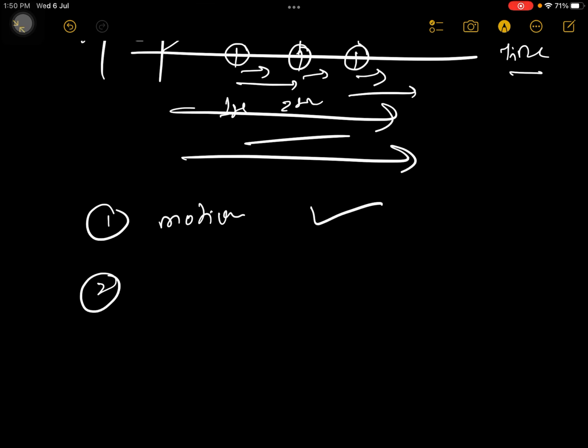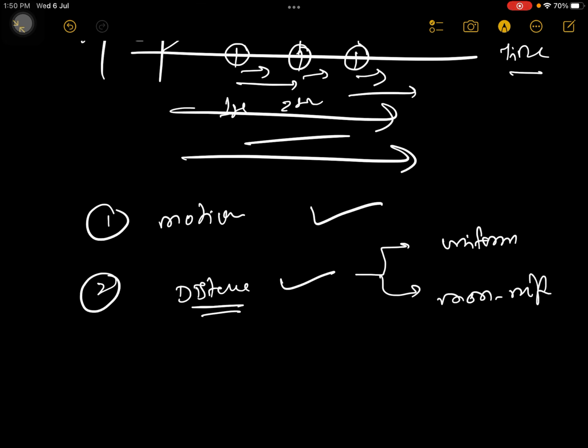Now second answer, if motion is there, then of course distance will change. So distance is changing. Now there are two ways to check. If distance is changing, then definitely motion is there. Yes, of course motion is there. Then what kind of motion do you have? You have uniform motion or you have non-uniform motion. How will you judge whether you have uniform or non-uniform?